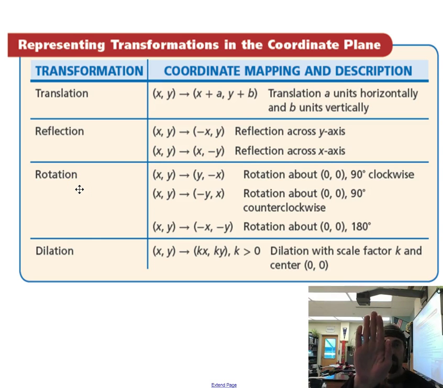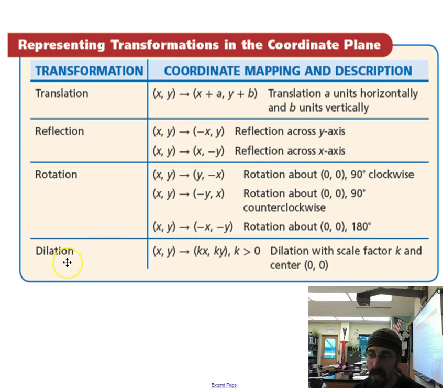A rotation simply means a turn. How you do that is you switch x and y and then take the opposite of one of them. If you do the opposite of both, then you do a 180-degree rotation.